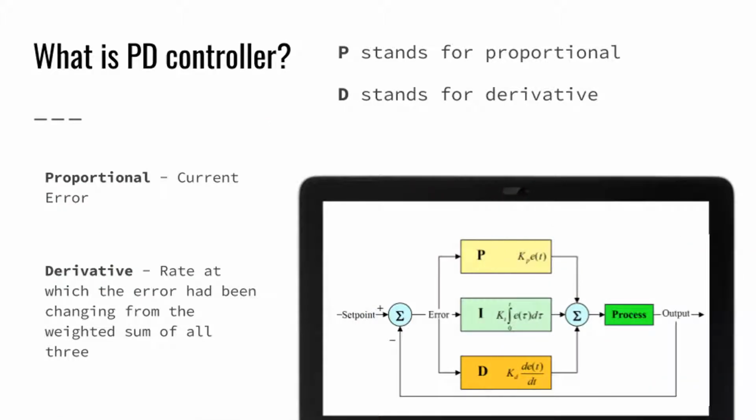PD, or proportional derivative controller, is a control loop feedback mechanism commonly used in industrial control systems, where P stands for proportional, the current error, and D stands for derivative, the rate at which the error has been changing, from the weighted sum of all three.